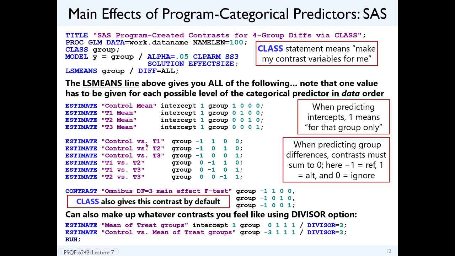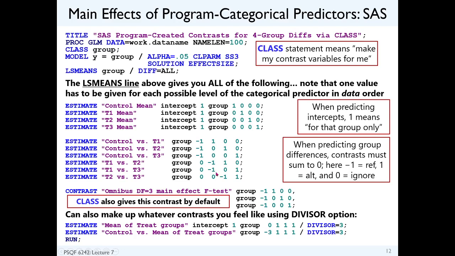Similarly, if I wanted to do, say, T3 and T2, so T2 is the reference versus T3, then I would end up with zeros and zeros in the first two places. And looking at this here, I need the last two. Sorry, I'm off one column. 0 minus 1 gives me this minus 1, and 1 minus 0 gives me this 1. So again, you don't have to write any of these 10 statements. ls means group diff equals all gives them all to you. But if you needed to, here's how you would do that.